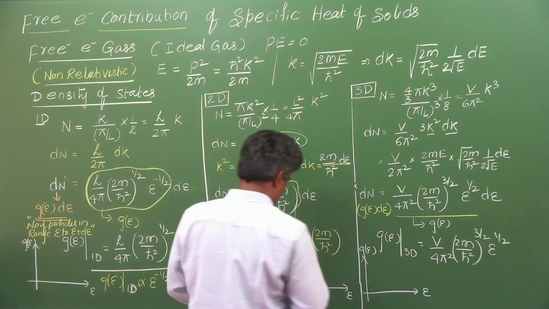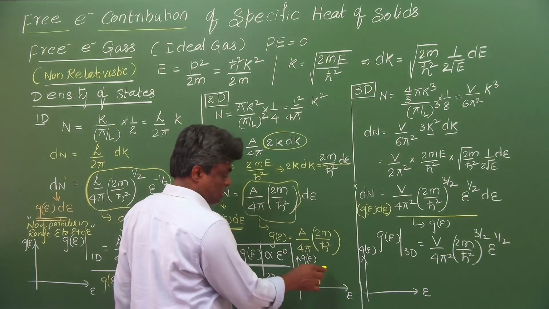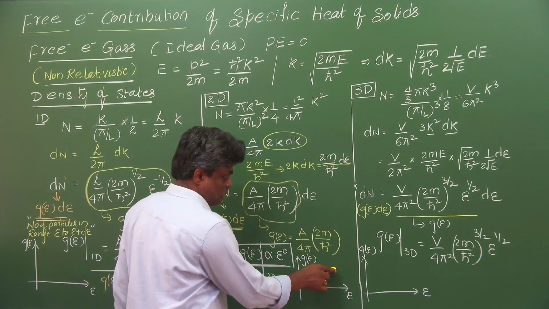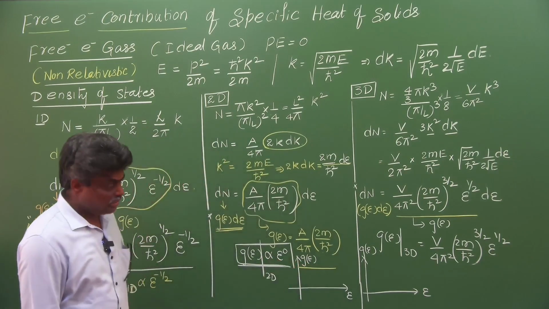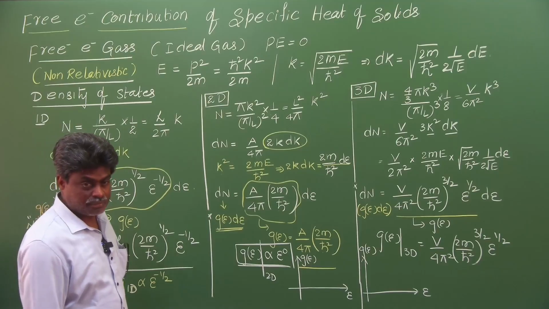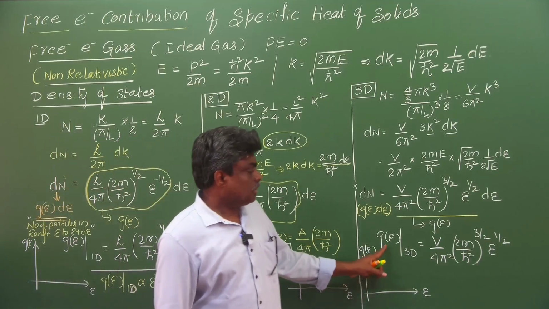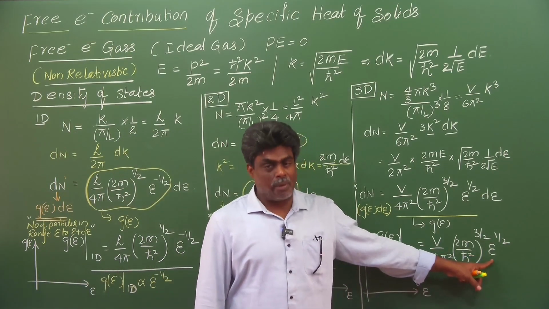I think you have drawn the second one without problem. It is a constant, right? Constant means you will take a constant straight line. 3 dimension. See, G of E is proportional to what? E power 1 by 2.